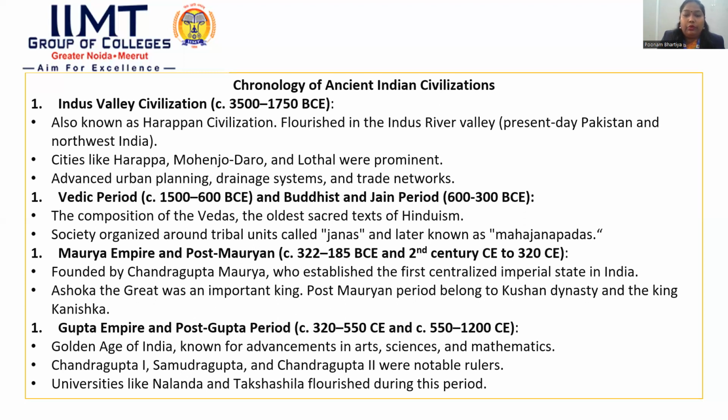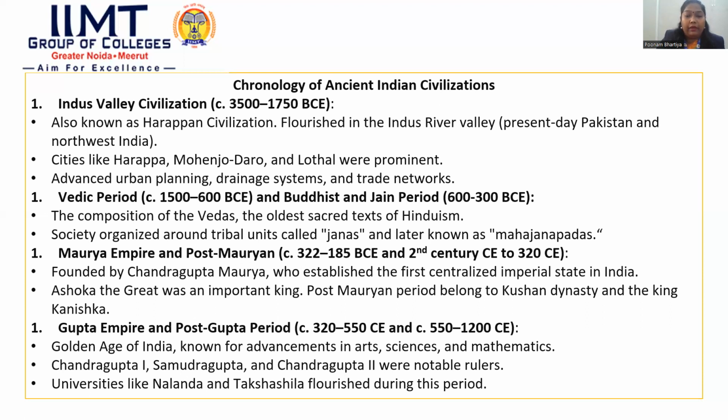And after that, post-Mauryan period came, and the time period of post-Mauryan period was 2nd century BCE to 320 CE. CE means Christian era. After later Mauryan period, Gupta Empire emerged as a golden age of India, and it was known for advancement in art, science, and mathematics.